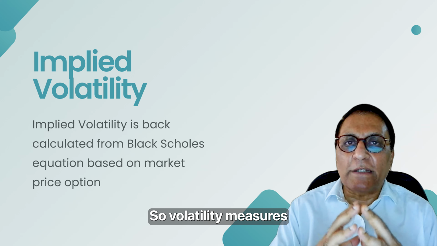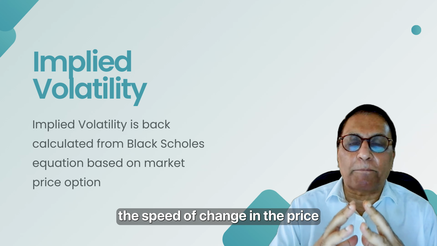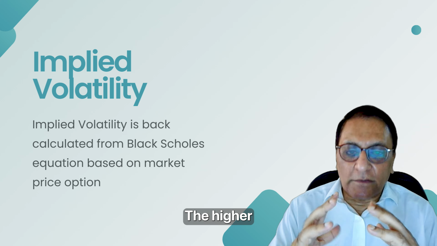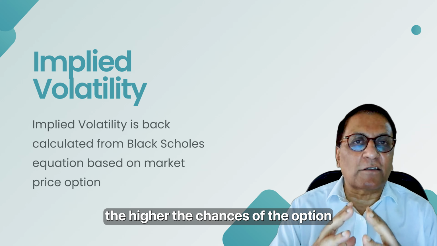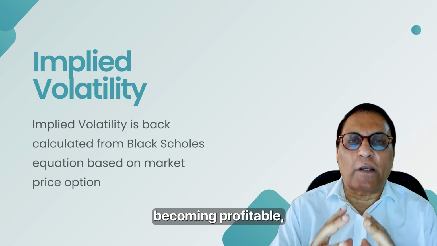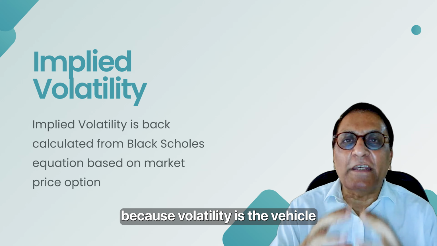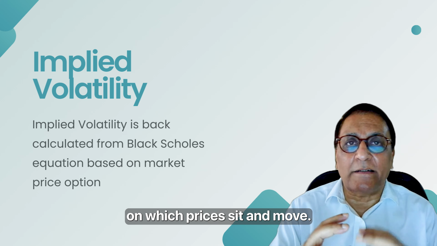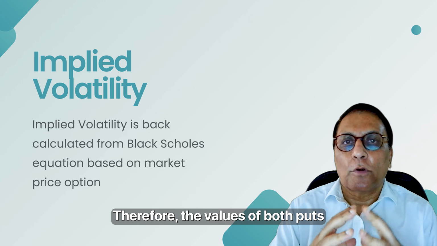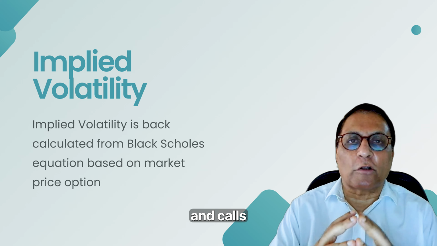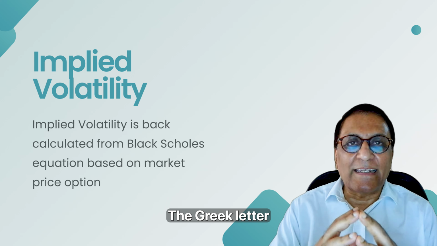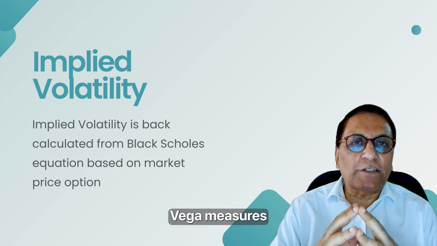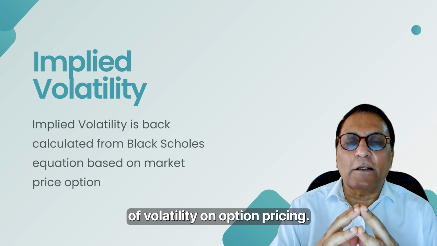So volatility measures the speed of change in the price of the underlying asset. The higher the volatility in the options market, the higher the chances of the option becoming profitable, because volatility is the vehicle on which prices sit and move. Therefore, the values of both puts and calls will increase as volatility increases. The Greek letter vega measures the impact of volatility on option pricing.